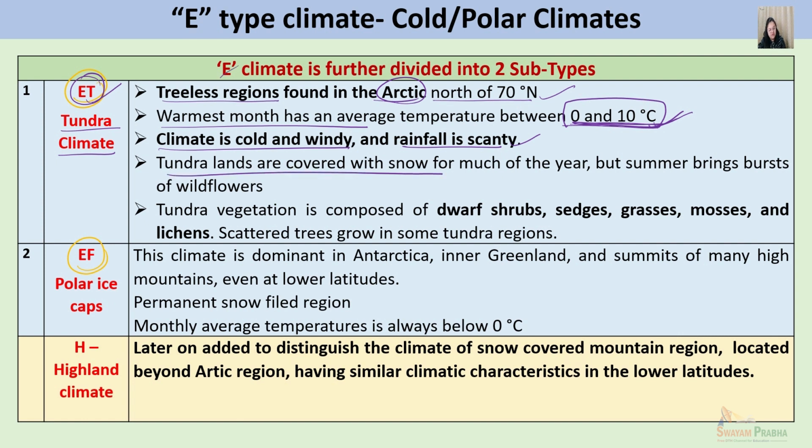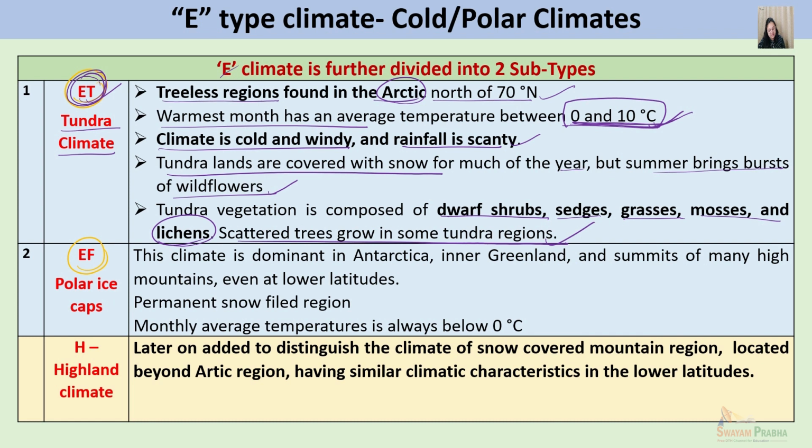Tundra lands are covered with snow for much of the year, but summers bring a burst of white flowers. So a burst of small vegetation takes place in these areas with dwarf shrubs, sedges, grasses, mosses and lichens which grow during the melting of snow. Scattered trees can also be found in these tundra regions where moisture in soil is available.